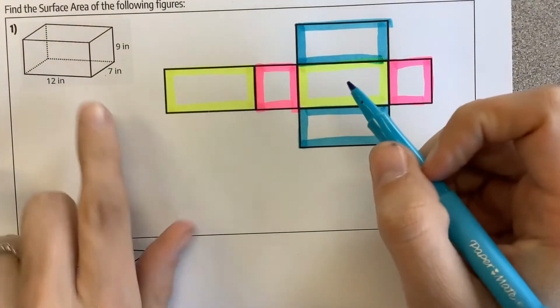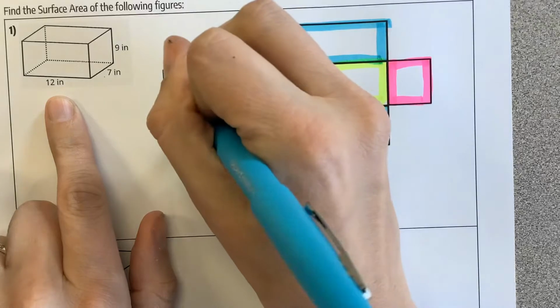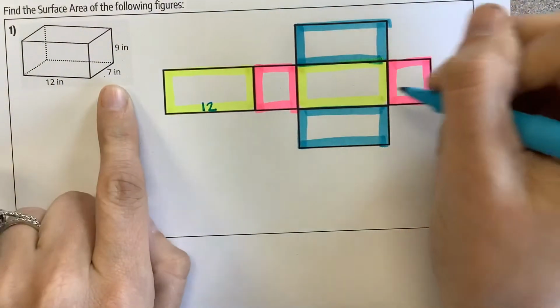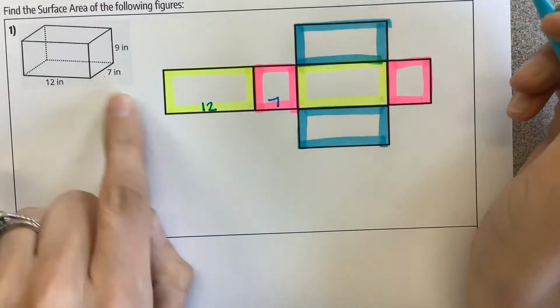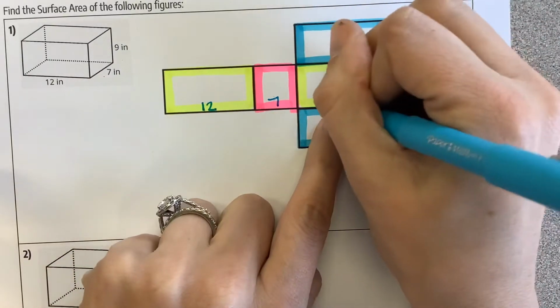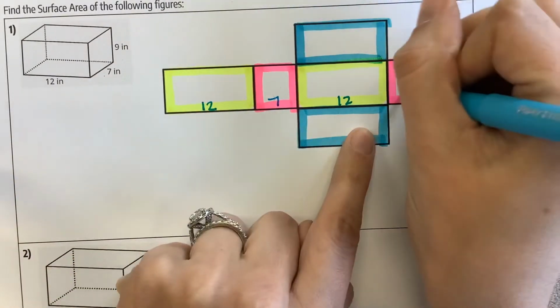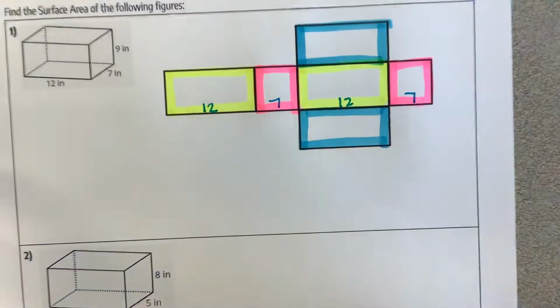So I'm going to plug in these values. We've got 12. I'm going to plug in right here. The next measure is 7. And remember, it should alternate. 12, 7, 12, because these rectangles should be the same. 7, because those rectangles should be the same.